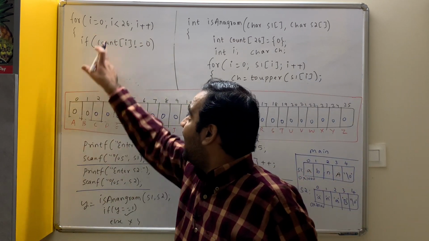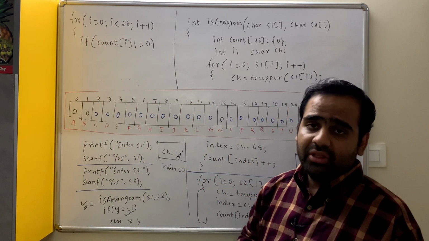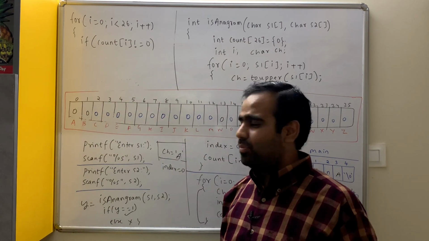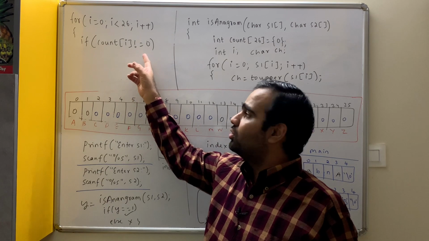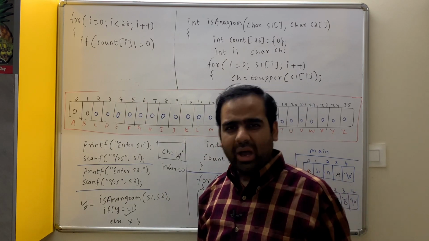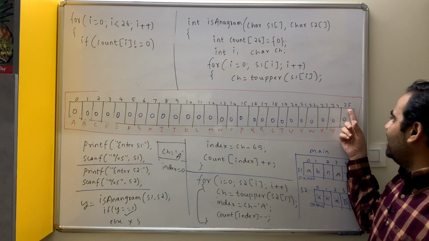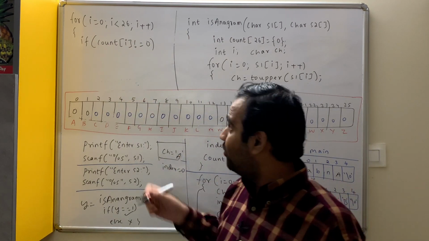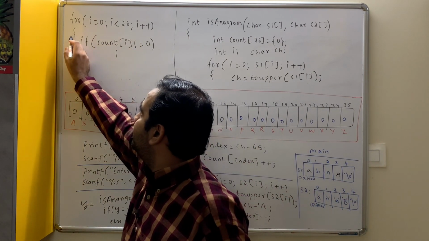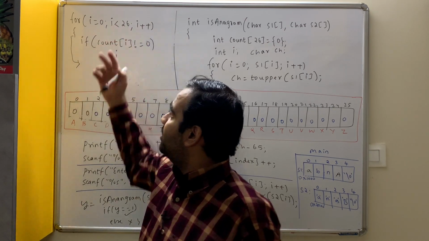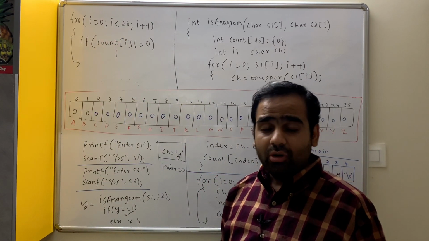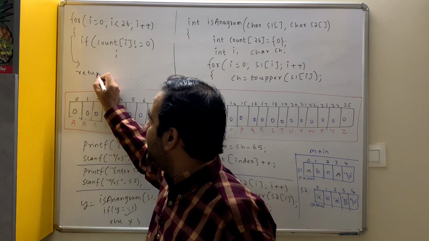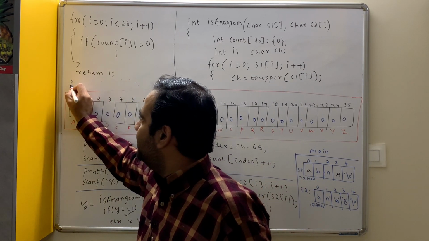Say for example i is 0, 0 less than 26, yes. count of 0 is 0, 0 not equal 0 is false, i plus plus 1, count of 1 is 0, 0 not equal 0 is false, and so on up to i plus plus 25, 25 less than 26, yes, count of 25 is 0, 0 not equal 0 is false. Now what to do if it is true? We will see. i plus plus 26, 26 less than 26 is false. It means each and everything is 0. Therefore, the strings are anagram, hence we return 1.